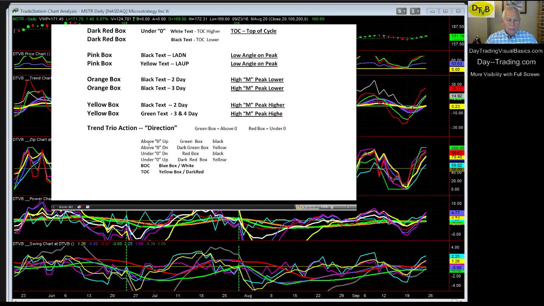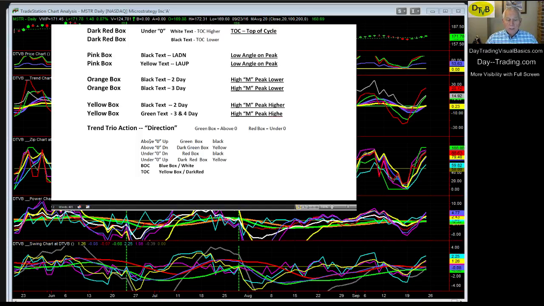You can see that when the trend trio, that's the pink, yellow, and blue, is above 0 and up, it's a green box. Above 0 and down, it's a dark green box. Under 0 and down, it's a red box. And under 0 and up, it's a dark red box.